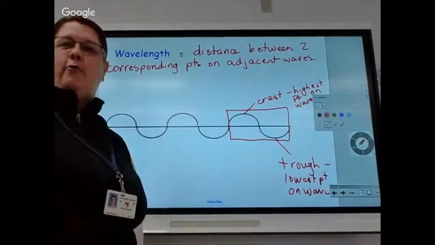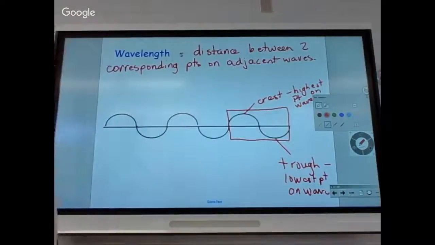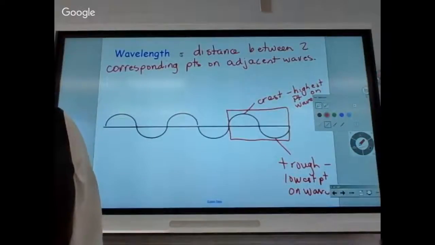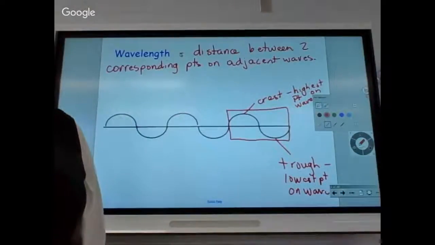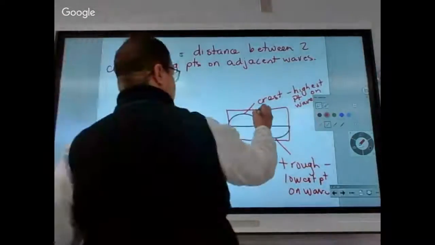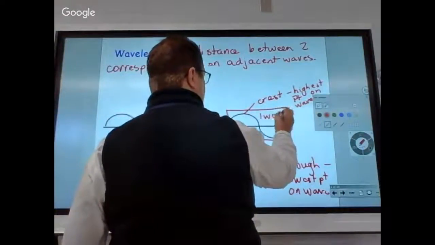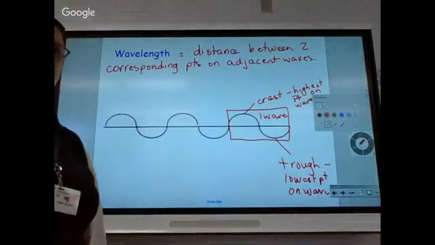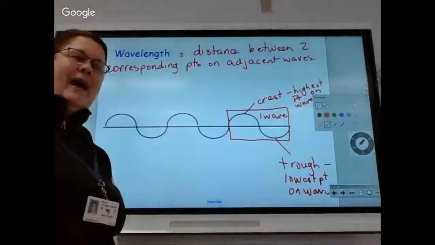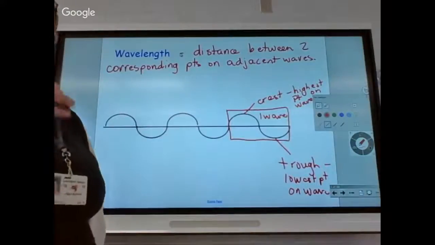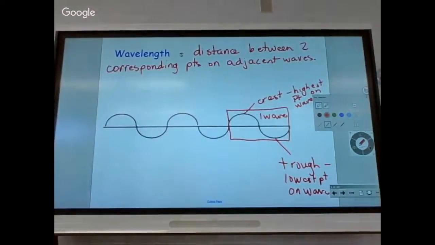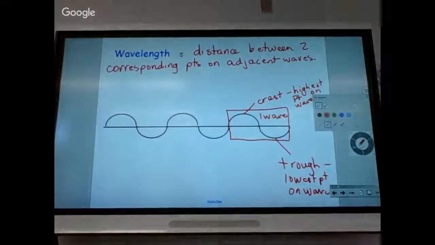Okay. So when we're counting waves for frequency in a little while, that will be important. In order to have a wave, you have to have a crest and a trough. That makes one wave. You can't have just one or just a half. If you only have a crest and no trough, it's a half of a wave, which will be important when we're trying to calculate frequency.